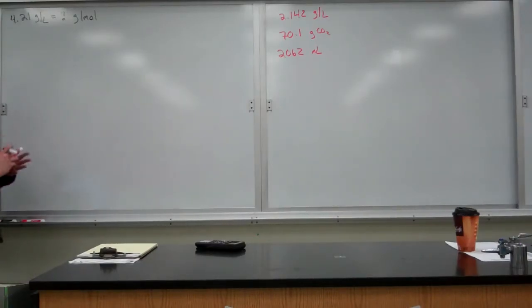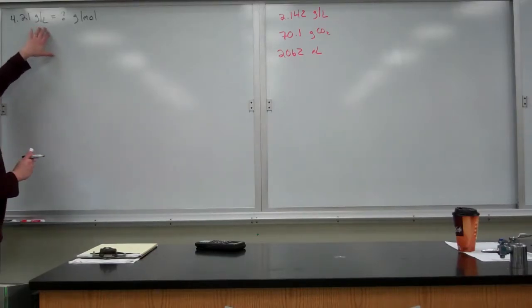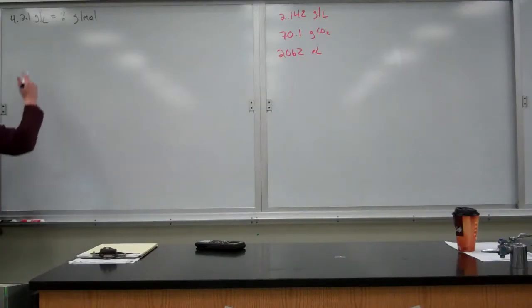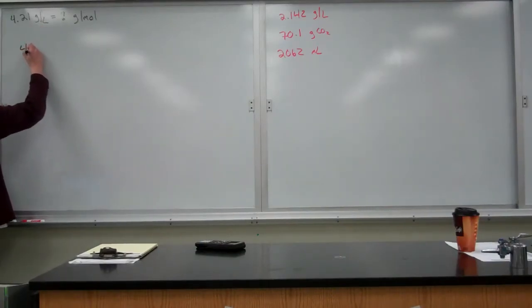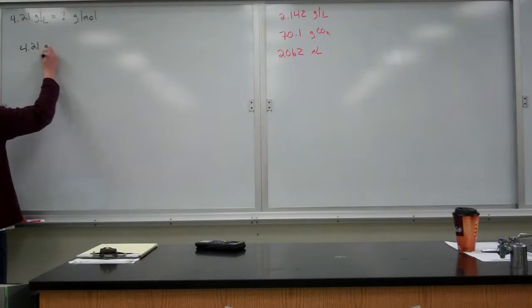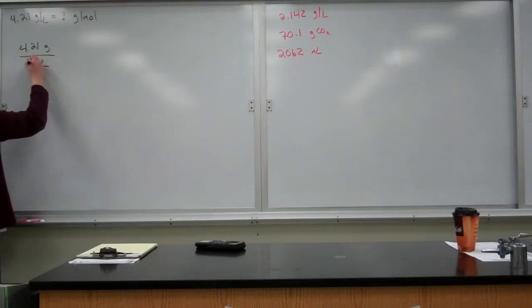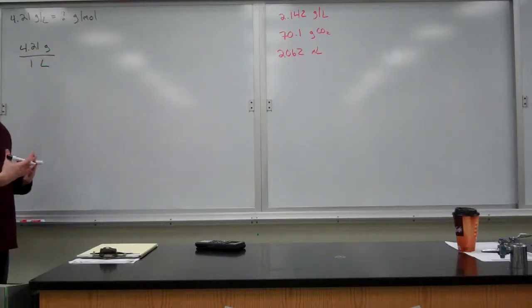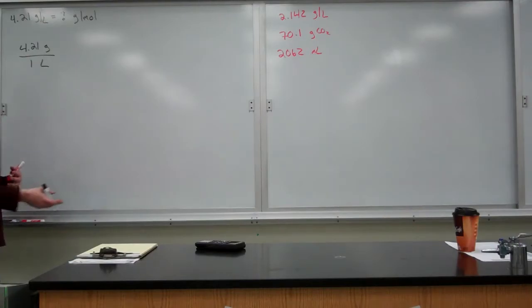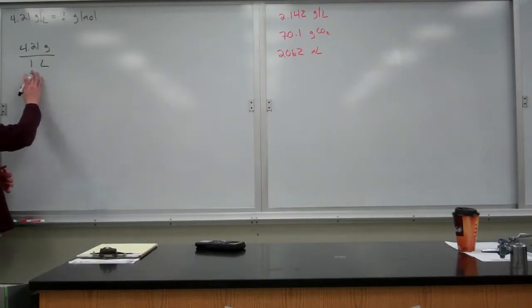The thing I want you to realize with this is when you see the fraction unit, grams per liter, I want you to understand that you can split those up and say this, 4.21 grams per 1 liter, because per anything means per one. For instance, I have 2 arms per body, meaning 2 arms per 1 body. So I can split those up and put the number 1 with the liters on the bottom.